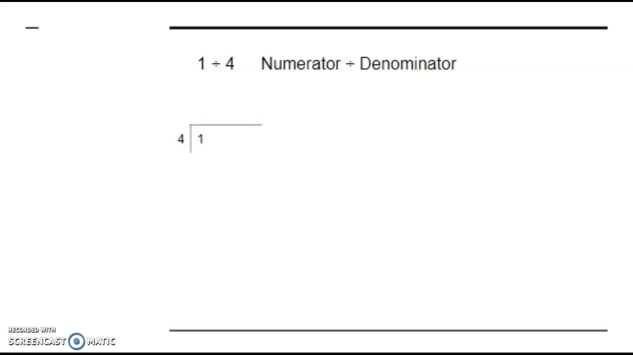The first step that we're going to do is we're going to set it up as if it were a division problem. Now the number that's going to be on the inside is known as our dividend, and that is our biggest piece or our whole that we have. So in this case we have 1 whole thing that's being divided by 4. So if I look at this I go, oh well, if I have 1, can I make 4 groups of it?